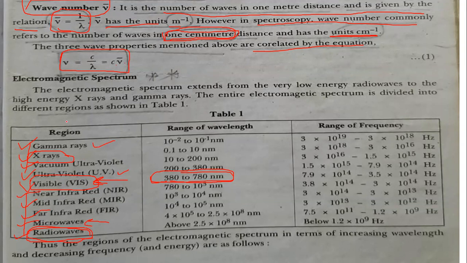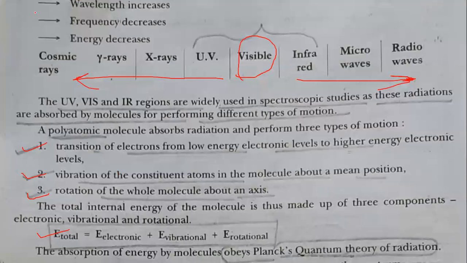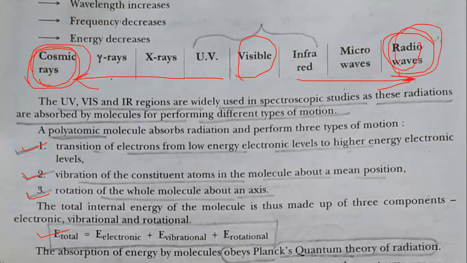Okay, this is the electromagnetic spectrum. Now see, from this to this direction wavelength increases, meaning the radio waves have the highest wavelength and cosmic rays have the lowest wavelength. Frequency: cosmic rays have higher frequency while radio waves have lower frequency, and cosmic rays have higher energy while radio waves have lower energy. And this is our area of interest.